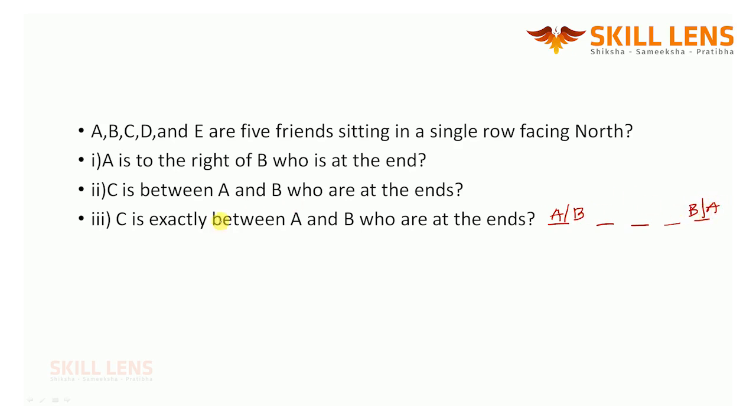So now the point is what? C is exactly between A and B. So I have to place C here. So C is fixed. This is the position for C. Because exactly between means the gap between A and C and the gap between C and B should be the same. If A is here, it should be here. So I can write one more possibility: it may be B, C, and A. So you will get only 2 possibilities.